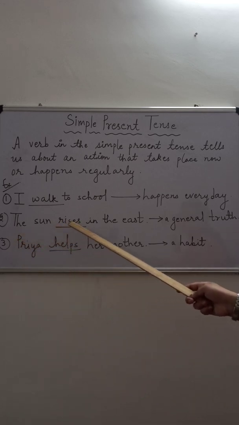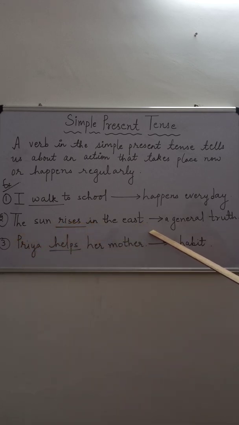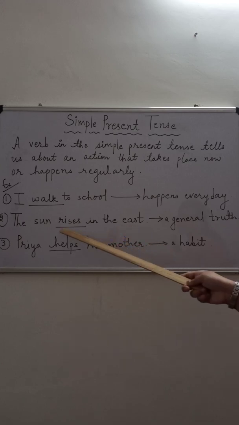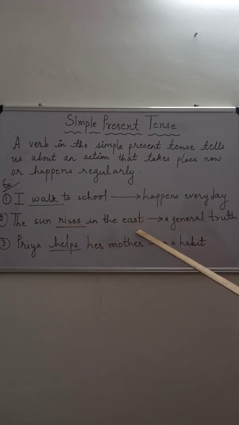Second, the sun rises in the east. Now this statement is a universal truth. It is a general truth. We cannot change this. The sun always rises in the east. It is a truth. So this statement is in simple present tense.